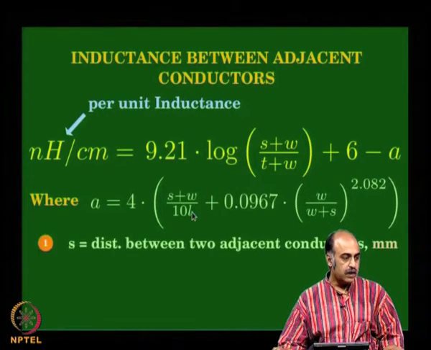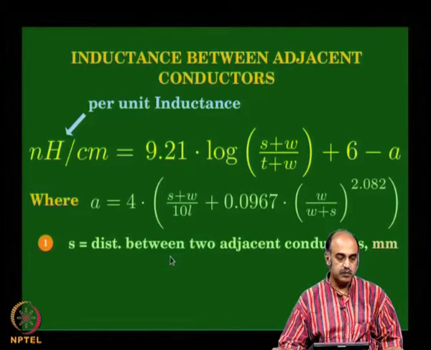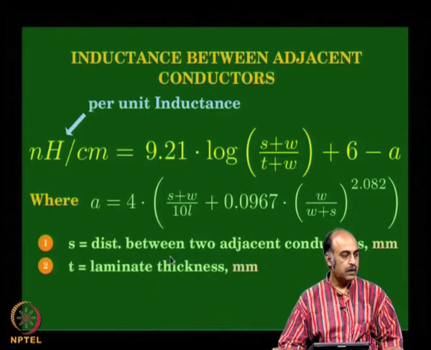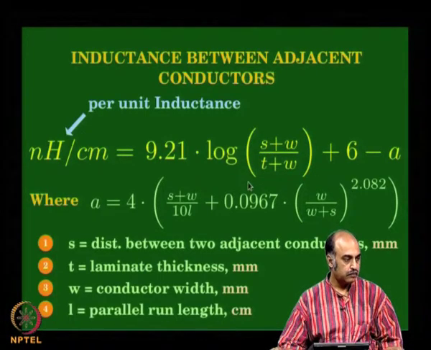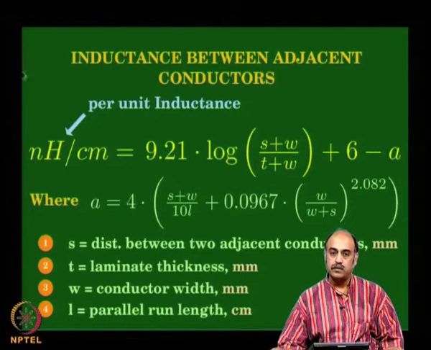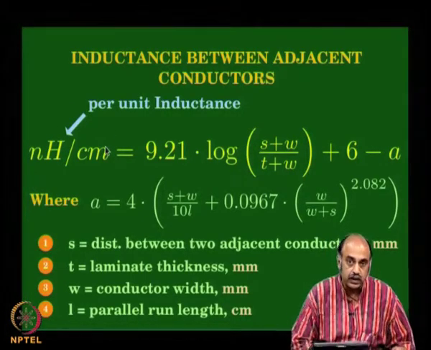Okay. So, the various symbols: S, which is used here and here, is nothing but the distance between the two adjacent conductors in mm. T is the laminate thickness in mm, and as we know it is 35 microns for the most common laminates. W is the conductor width. And L is the parallel run length, in centimeters, because we are giving it in nH per centimeter. So, what is the length of the conductor that you are interested in?